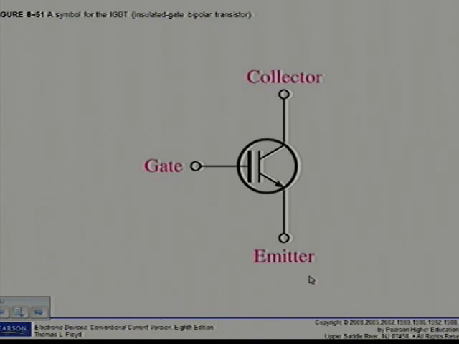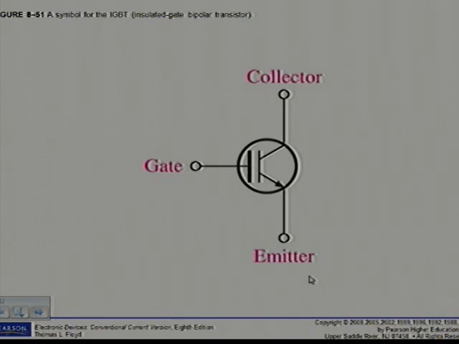Alright, the last section that we're going to discuss in Chapter 8 is Section 8.8, the IGBT, which stands for Insulated Gate Bipolar Transistor. Fairly new device. It combines features from both the MOSFET and the BJT, and that makes it useful in high voltage and high current switching applications. Underline that application. Very important for this device.